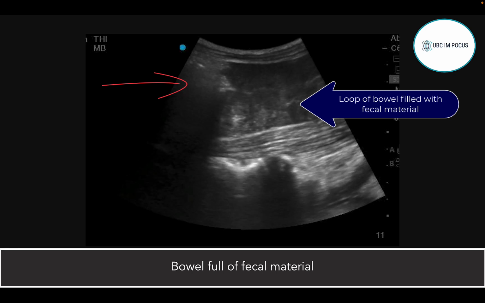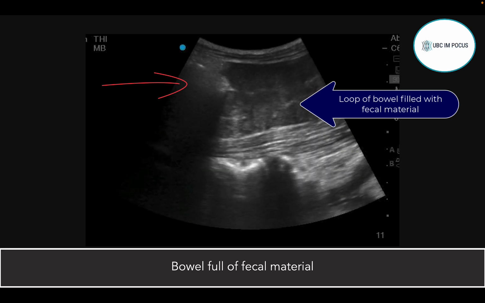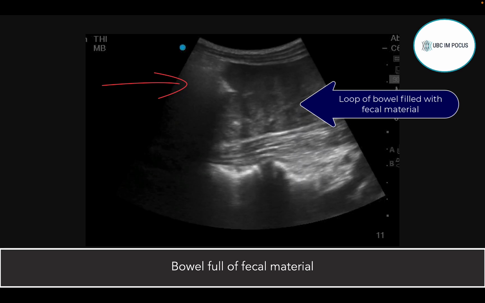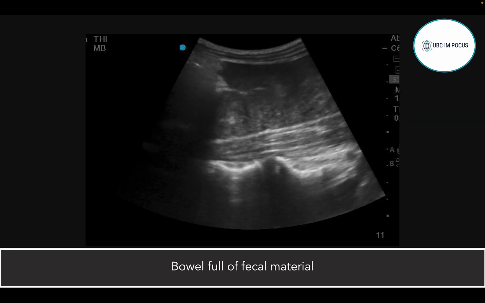So this, in the right clinical context, could be supportive of severe constipation, for example, given that it doesn't look like fluid that's in that bowel loop. It's not black. It's more isoechoic than that. It's looking more solid.